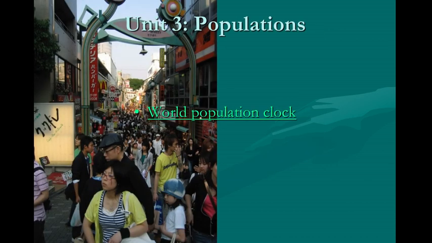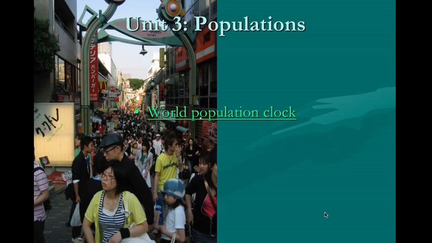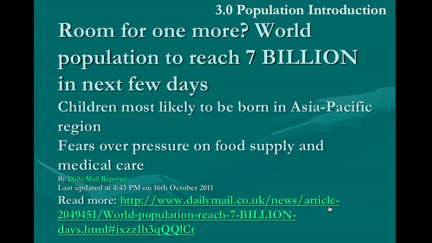Just for fun, you can actually Google search a world population clock, and right now you can see that the population of the world is approaching 7.4 billion people as of October 27, 2018. You can also do research on the population of the United States, and there's a population clock that's continuously going, so you can Google search that, take a minute and go and find those as well.